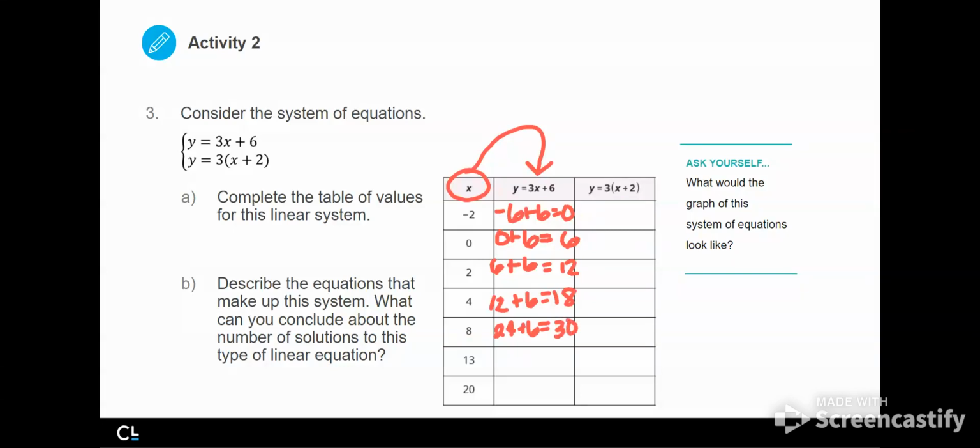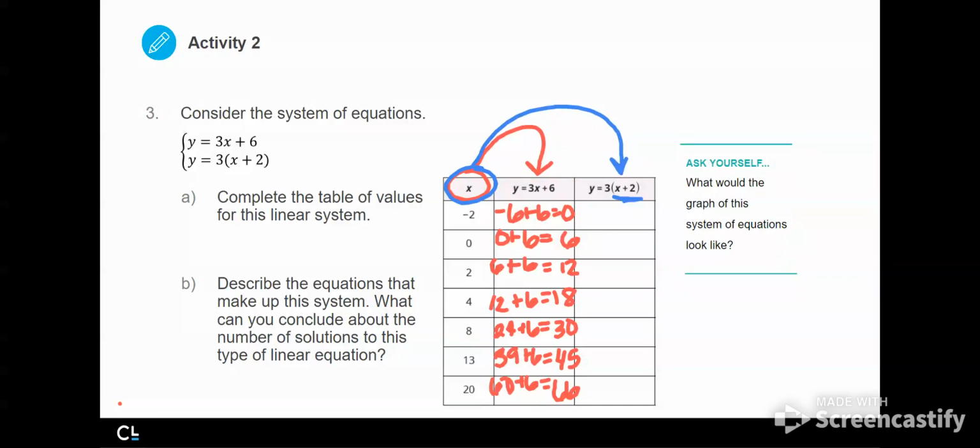And if I do 3 times 13, that's going to be 39 plus 6, which is then 45. And finally, 20 times 3, that would be 60 plus 6, which is 66. Okay? Then I have the other equation. So I'm going to still take those same x values and plug them in here. Except this time I have a set of parentheses.